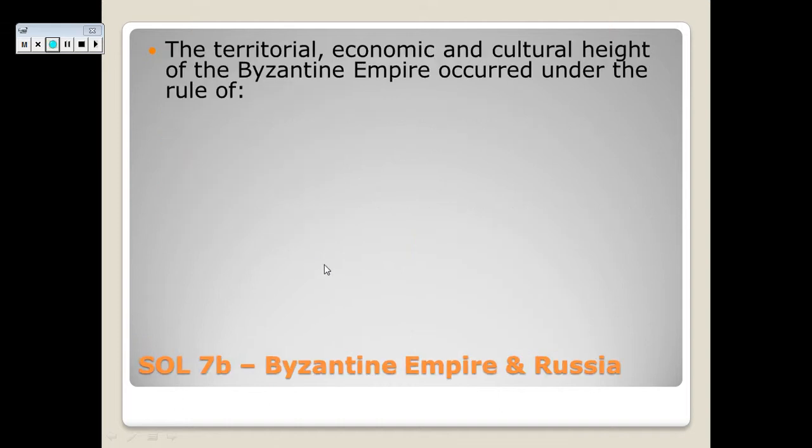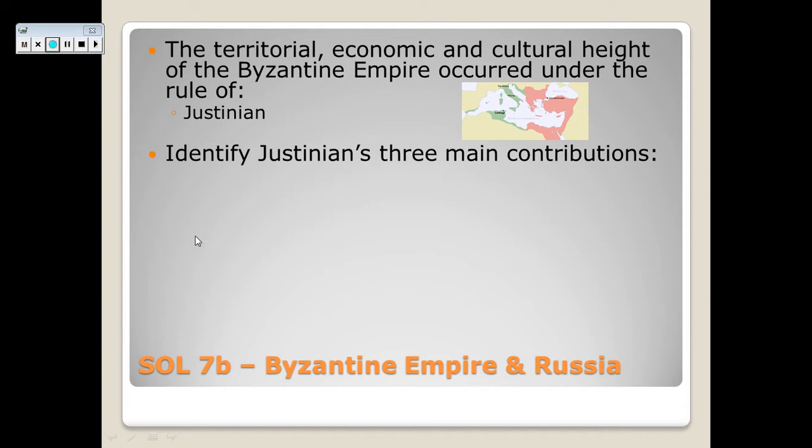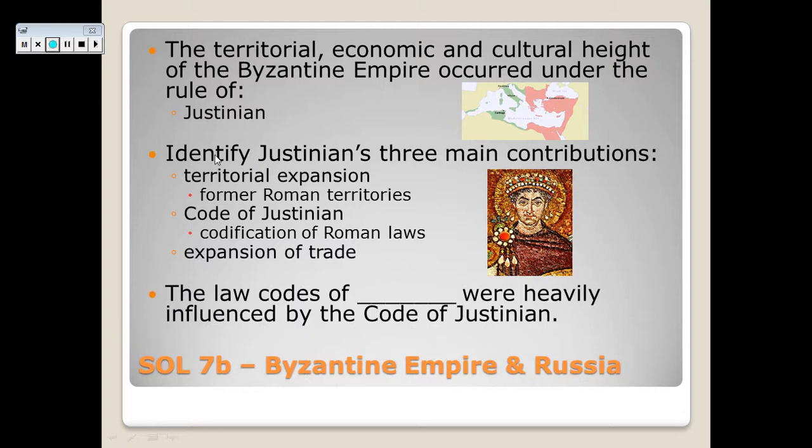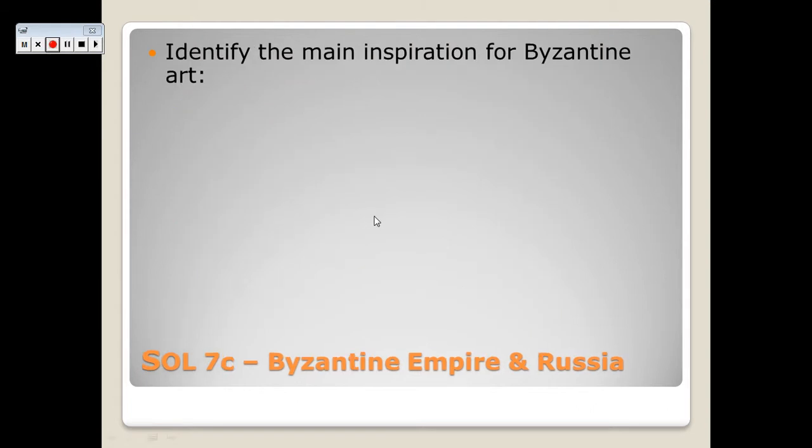The territorial, economic, and cultural height of the Byzantine Empire occurred under the rule of a man named Justinian. Alright, Justinian's three main contributions are the territorial expansion of the empire. He tries to reconquer all Roman territories. His codification of Roman and Greek laws, known as the Code of Justinian, and his expansion of trade. The law codes of Europe and eventually the United States are going to be heavily influenced by Justinian's code, just so you understand the importance.